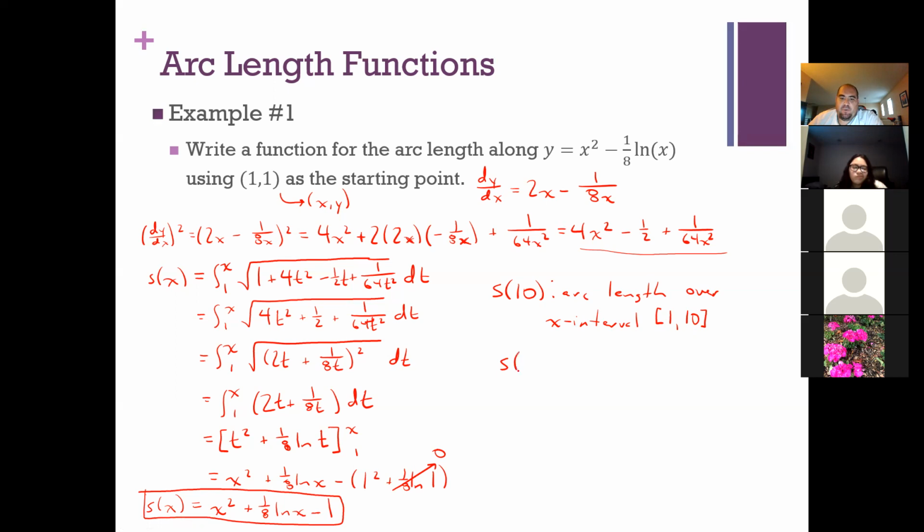And so just a quick check here. s of 1 better equal 0, because if I really did this function correctly, then the arc length from x equals 1 to x equals 1 should be nothing. And I think if you plug in 1 to that function, you'll see that fits. So any questions on using this to build a function?